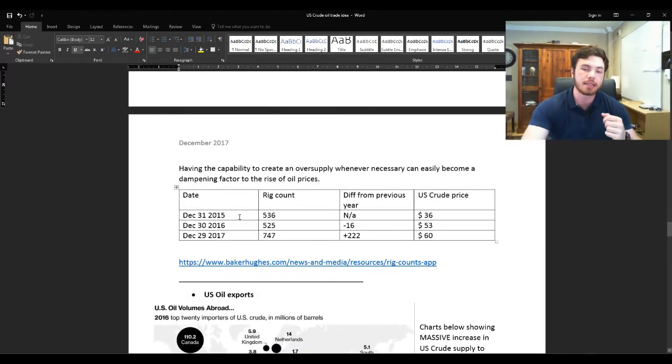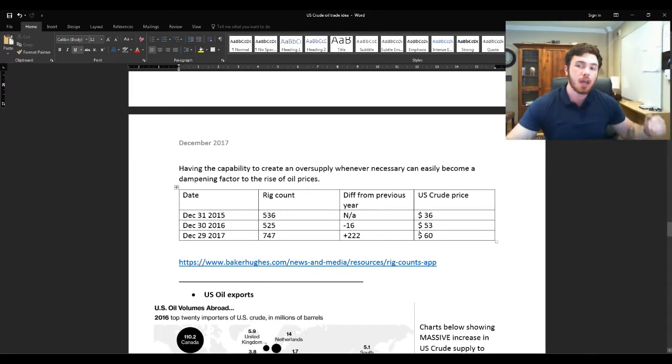So what you can see here is that in 2015, end of December, the rig count was 536. 2016, December 30th, the last one of the year, rig numbers were 525. That was down by 16 rigs, and you can see the oil price went up to $53 a barrel from $36 a barrel in 2015. You can see again in December 2017, oil rig counts have gone up to 747, the highest to date. Over 222 rigs added in the last 12 months. And you can see the US crude price is still continuing to rise.